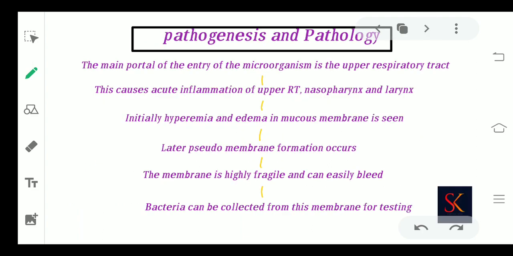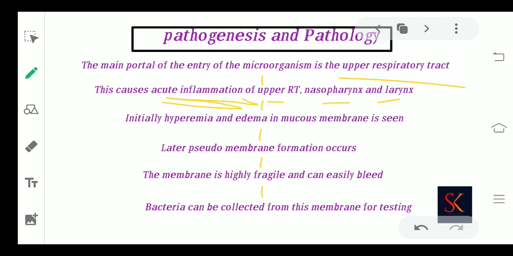Moving ahead to the pathogenesis. Now the pathogenesis is basically the cycle, how it enters our body and what exactly happens. So now here you need to see that the main portal of entry of the microorganism is the upper respiratory tract. That means that the Corynebacterium diphtheriae enters our body through the upper respiratory tract. Now as you know that the Corynebacterium diphtheriae is a harmful agent, it is going to cause some inflammation in the upper respiratory tract where it first reaches, and the surrounding areas, that is the nasopharynx and the pharynx.